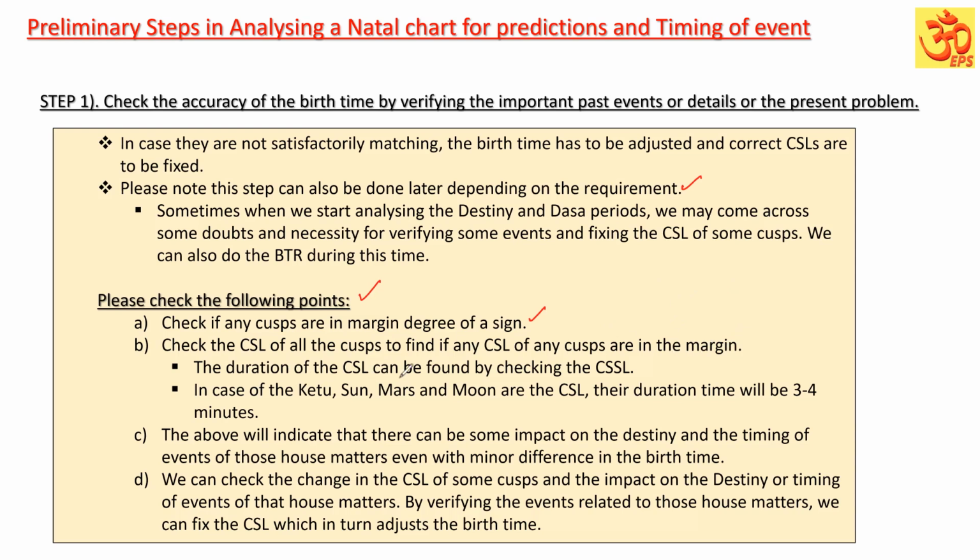The duration of the cuspal sublord can be found by checking the cuspal sub-sublord. In case of Ketu, Sun, Mars, and Moon as the cuspal sublord, their duration will be 3 to 4 minutes. So these things will help us in finding whether the cuspal sublords are on the border. I will explain in a chart so that you will understand better.